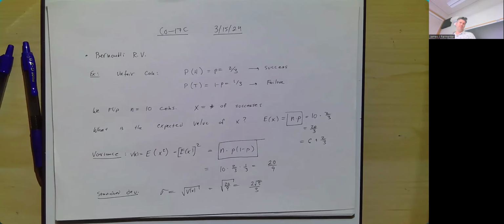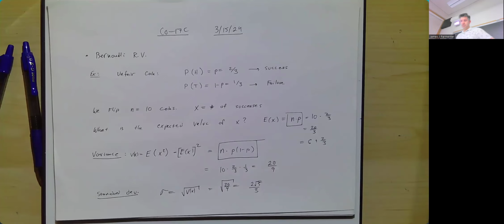Other questions about this before we talk about the polar coordinates for a second? You just multiply the 2/3 and 1/3, and multiply that by 10. N times P times 1 minus P. That's your variance.